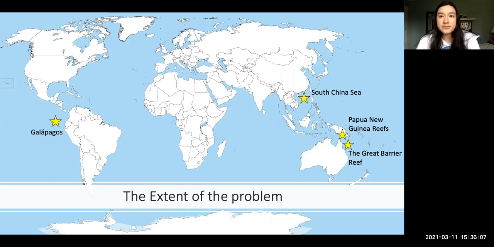In the Great Barrier Reef, there has been an 11% decrease in coral density due to ocean acidification, and in the South China Sea, corals have decreased in density by 7% as well due to ocean acidification.